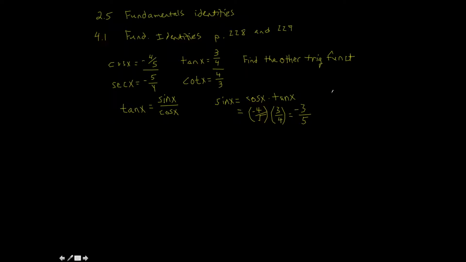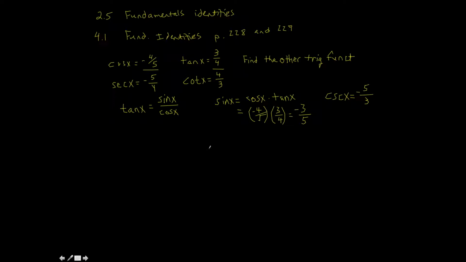We only have one more to go, and that's cosecant. Remember, cosecant is the reciprocal of sine, so it's 1 over sine. That's going to be negative 5/3. See how easy it is if you know some identities to find all these trig functions that were so difficult to find in the past. So that's one way I could ask you a problem like that.